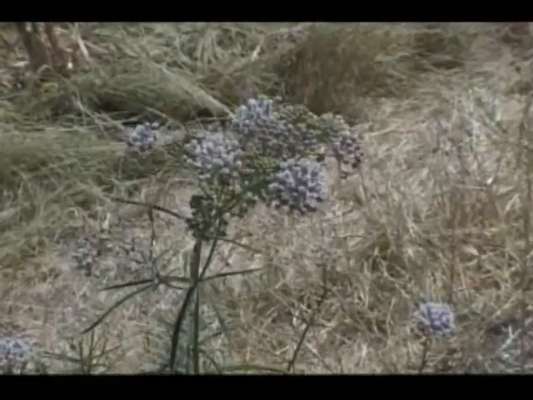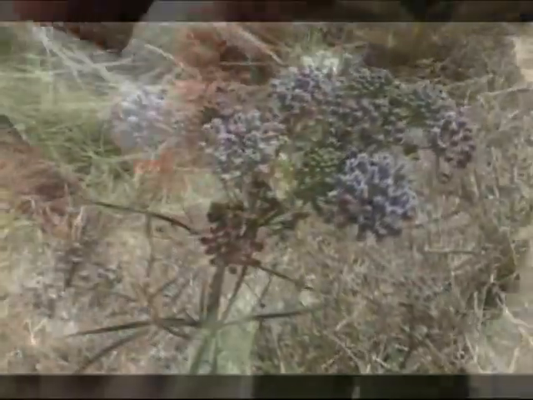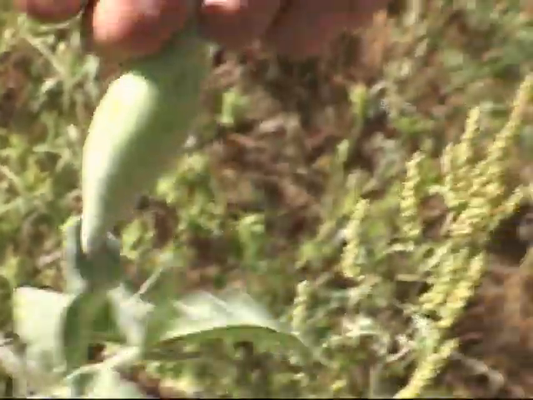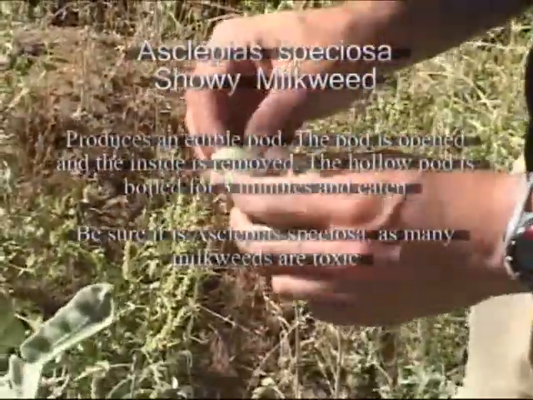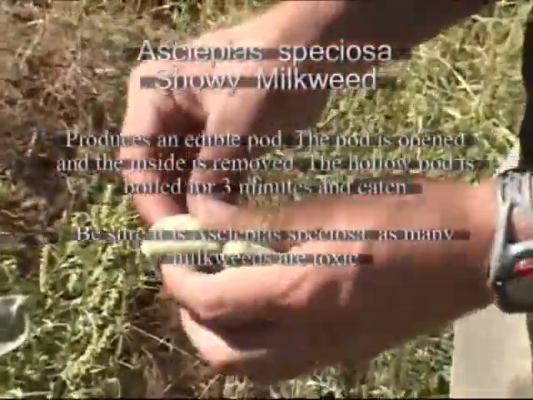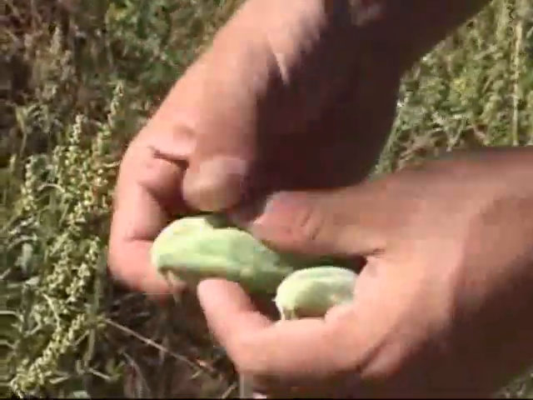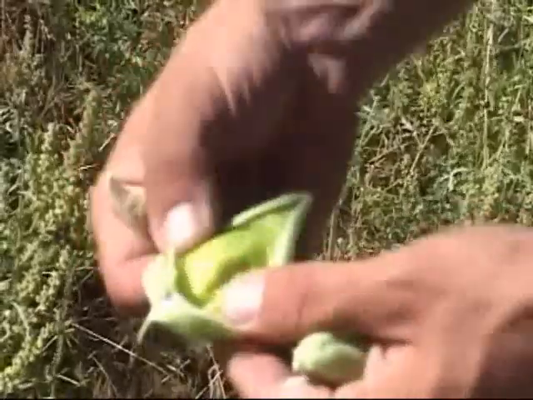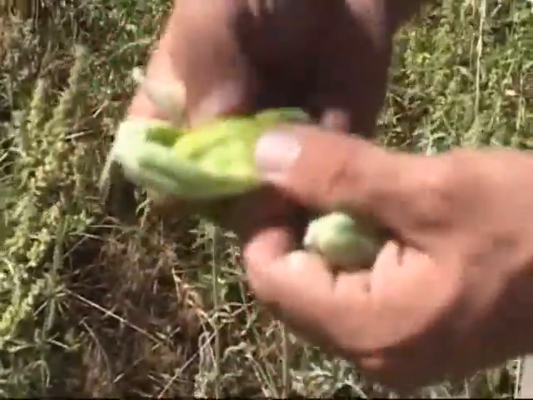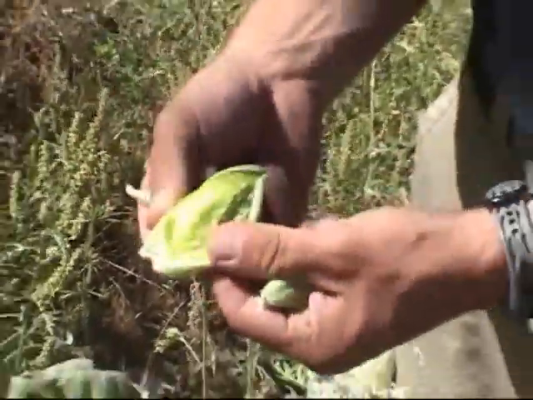In the edible category, though many species of milkweeds are said to be poisonous, species like showy milkweed produce an edible pod. The pod is sliced open, the immature flower is removed, and the pod is then boiled for approximately 3 minutes and consumed. These pods are even beginning to find their way into specialty food markets.